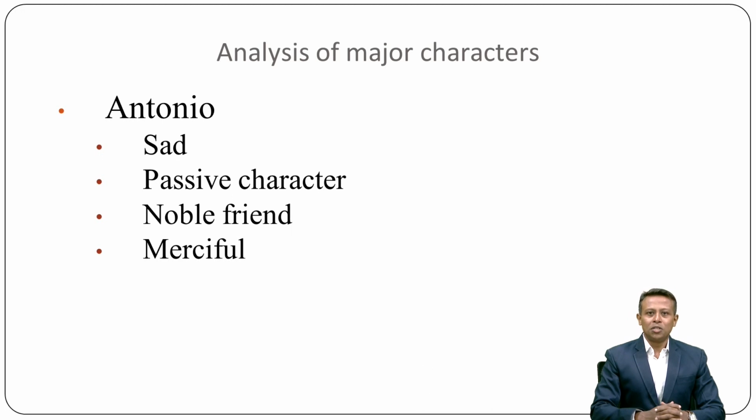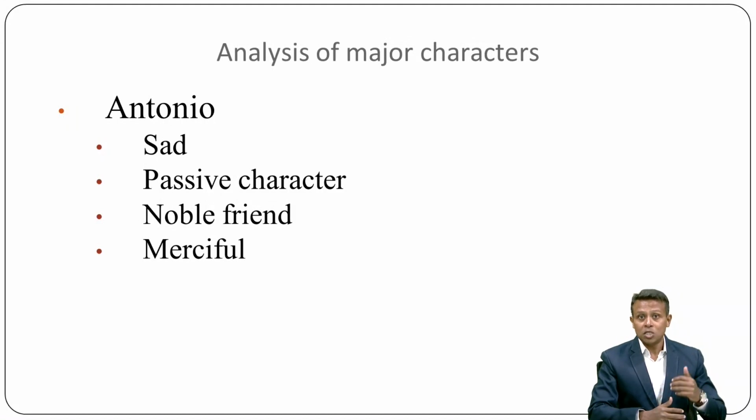Now let us move on to analysis of major characters of this play, beginning with Antonio. Now what are the characteristics that Antonio displays here in this play? From the beginning of the play, from the first act, Antonio is sad. In fact, when someone asks Antonio, "Why are you sad?" Antonio responds that he does not know the reason why he is sad.